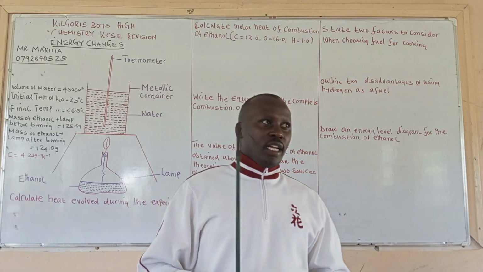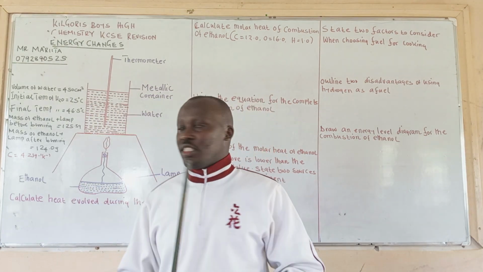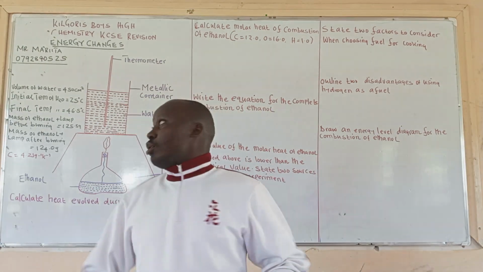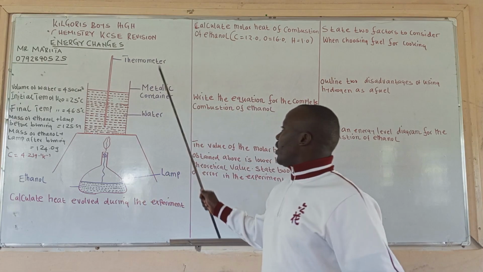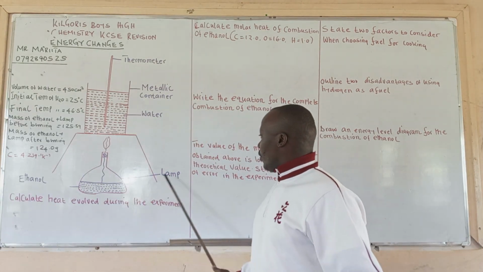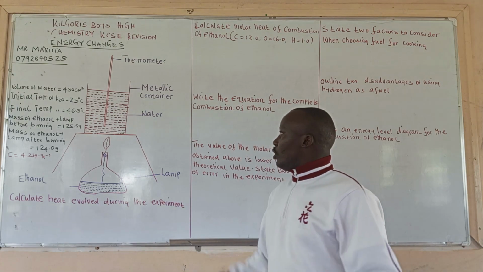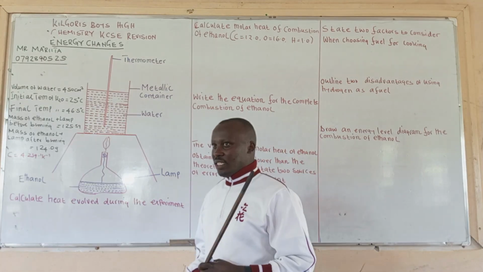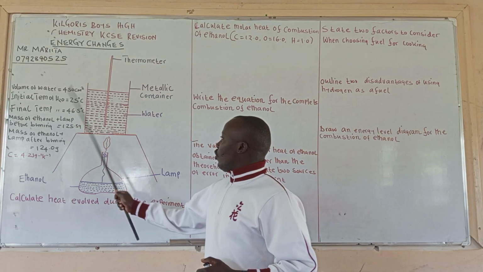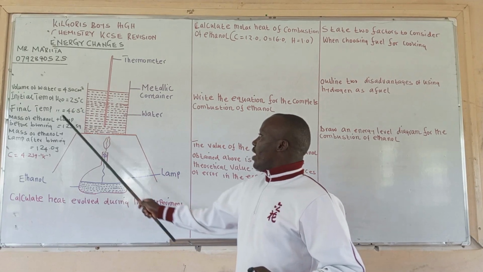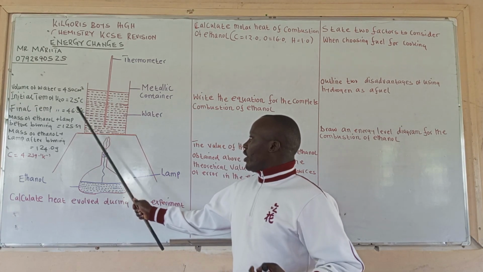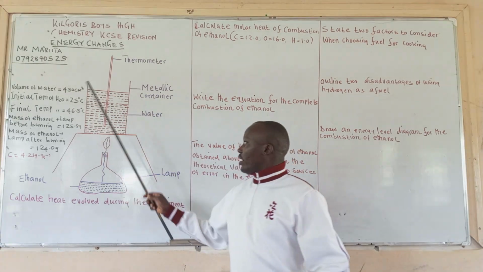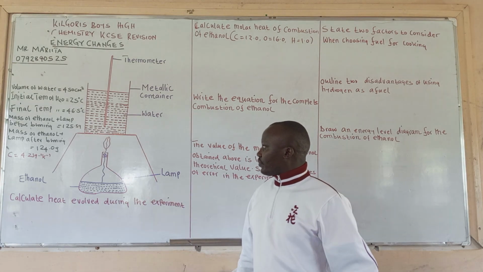Today we are looking at KCSE revision paper 2 questions, that is energy changes in physical and chemical processes. So we have a diagram here where we have a thermometer, then we have a metallic container, then we have a lamp with ethanol. We have the volume of water, which is equivalent to 450 cubic centimeters. The initial temperature of water is 25 degrees. The final temperature of water is 46.5. You can see now the temperature has increased from 25 to 46.